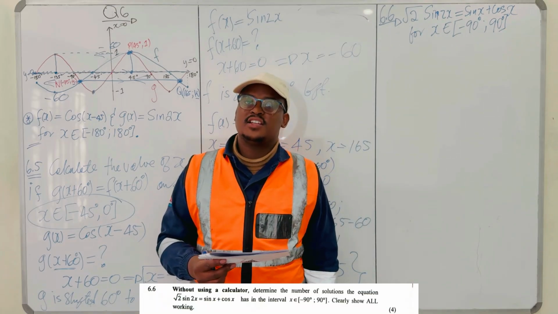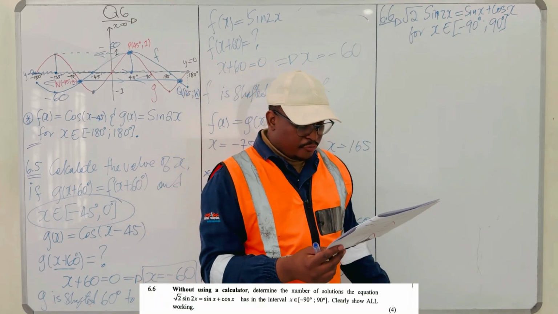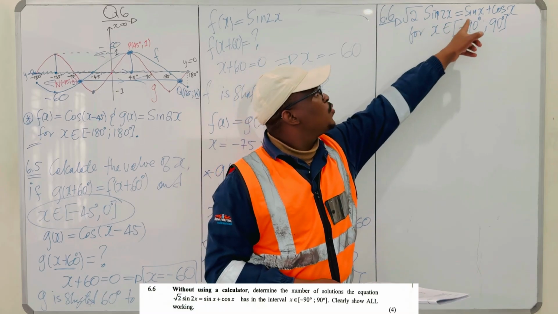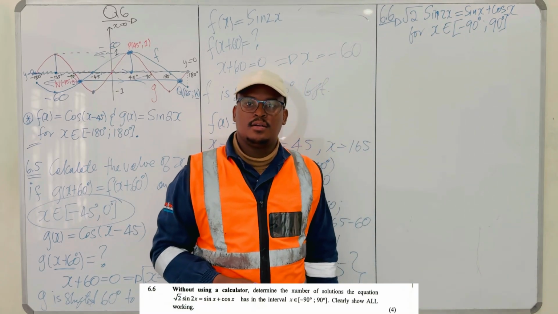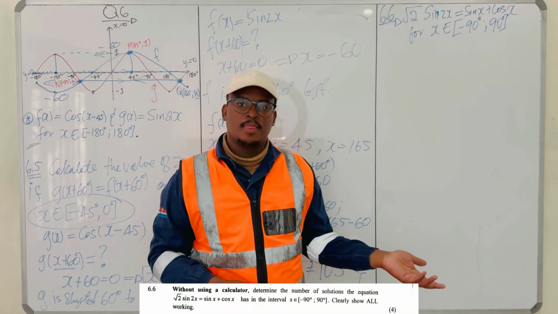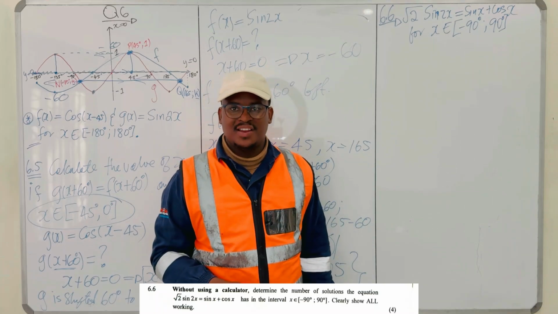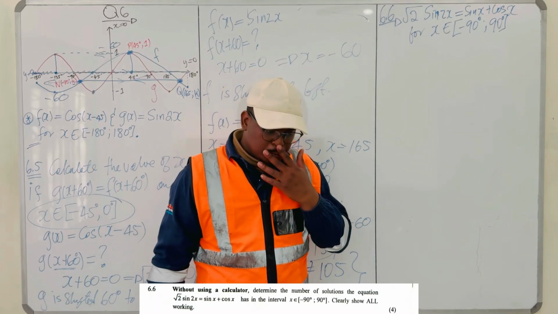Clearly show all your calculations. So they want us to find how many solutions this equation has on this interval. That is what they want us to do, and they want us to do this without using a calculator. How do we do this?